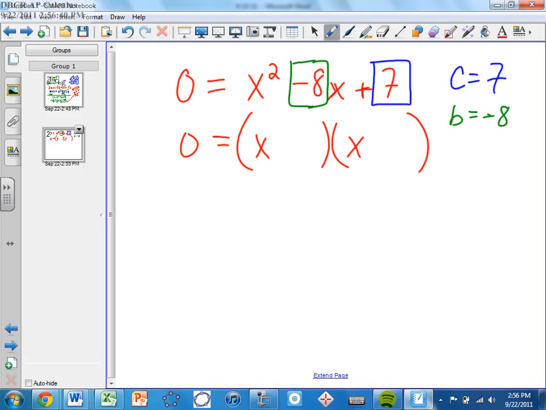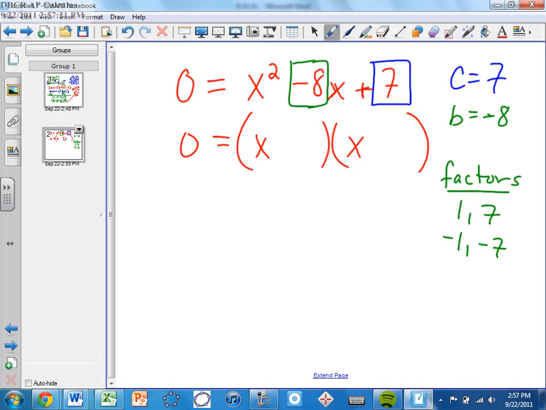Now the question becomes this. What numbers multiply to give me C and add up to B? They got to multiply to give me C. It's either 7 and 1 and 1 and 7, right? How do we know we can do this? The easiest way to do it is to always just list the factors of C. So you can start listing the factors. This one is easy because there's only one possible answer here. You're going to get either 1 and 7 or negative 1 and negative 7.